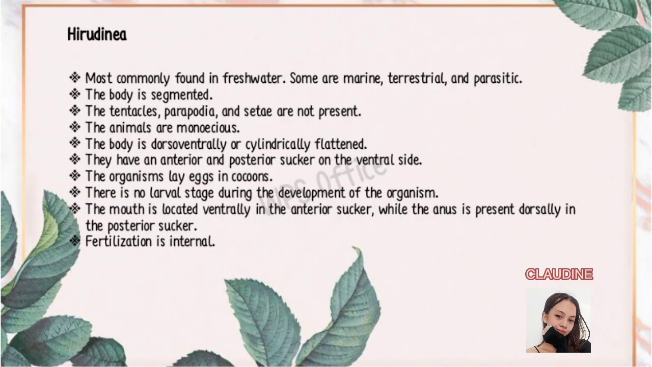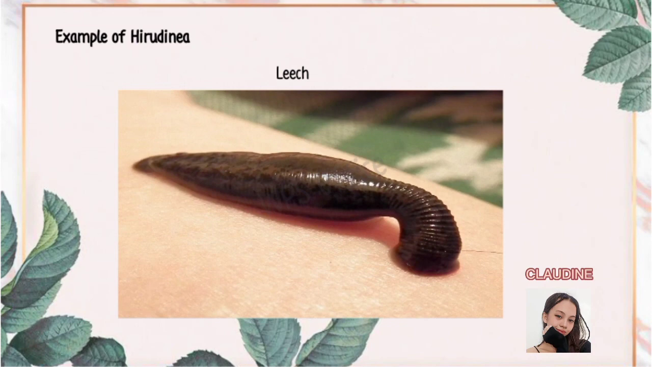Here are the characteristics of Hirudinea. Most are commonly found in fresh water, some are marine, terrestrial, and parasitic. The body is segmented. The tentacles, parapodia, and setae are not present. The animals are monoecious. The body is dorsoventrally flattened or cylindrical. They have an anterior and posterior sucker on the ventral side. The organisms lay eggs in cocoons. There is no larval stage during the development of the organism. The mouth is located ventrally in the anterior sucker while the anus is present dorsally in the posterior sucker. Fertilization is internal. An example of Hirudinea is the leech.